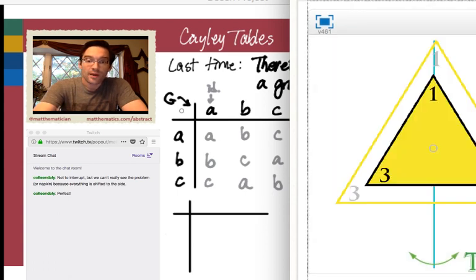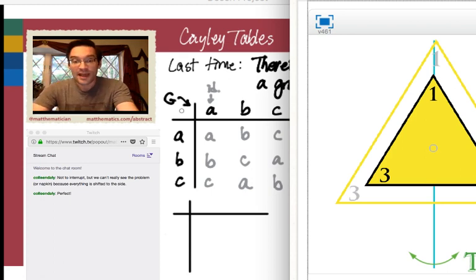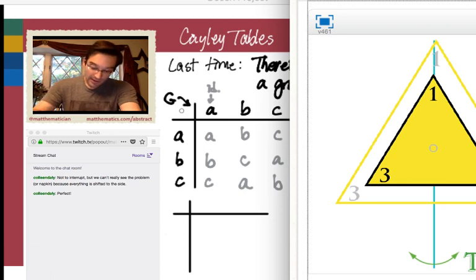So if I pin my triangle down to the table, it means I can't pick it up and reflect it, right? All I can do is rotate it. And so I'll have an identity, which is the symmetry that I get by not doing anything to this triangle.